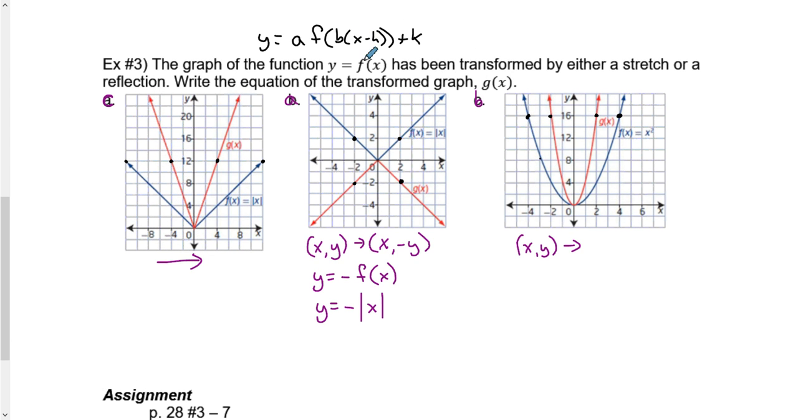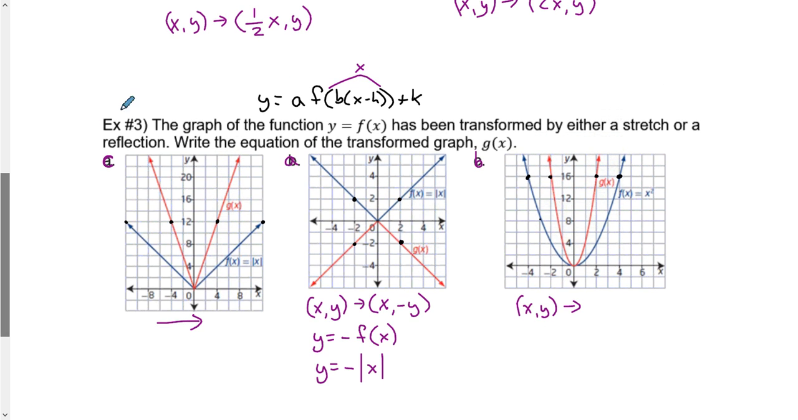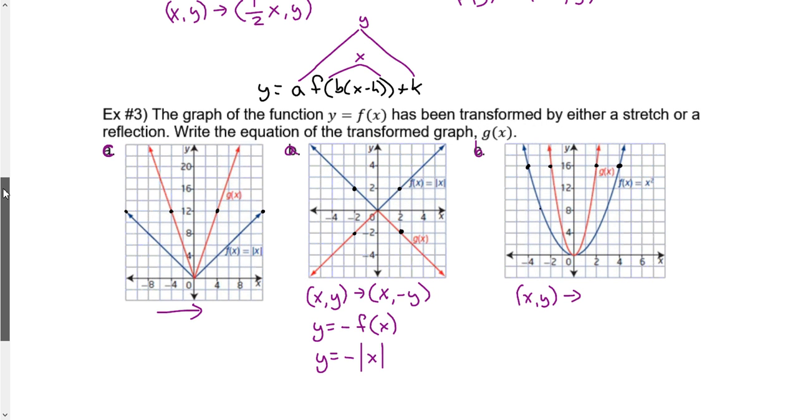But overall, what we can see is anything that's on the inside here just affects the x's. So the x's talk about the x-axis, the horizontal bit. But if we look at the a and k, they're on the outside, and what they will always affect is the y's. So that's just a little note that will help us with section 3 a lot.